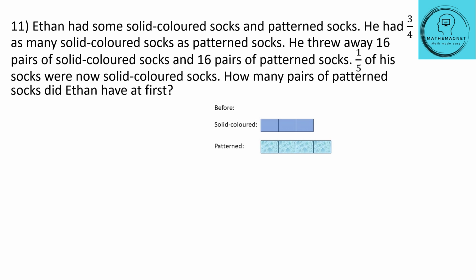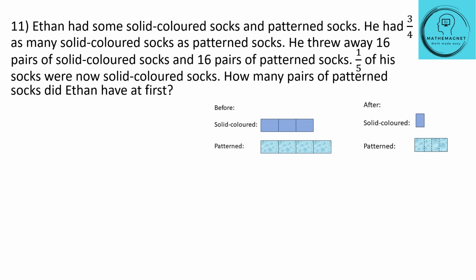Now 1 by 5 of his socks were now solid color socks. So your after becomes in such a way that solid color socks is 1 by 5. So which means it is a fraction of the whole. Okay, so it is not 1:5, it is 1 by 5, meaning 1 by 5 of his socks, not just pattern socks. So 5 includes both solid color and pattern. Now we know solid is 1, so pattern has to be 4 to make this 1 by 5.